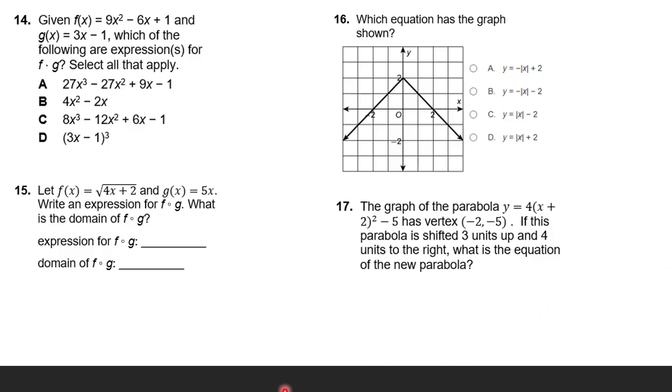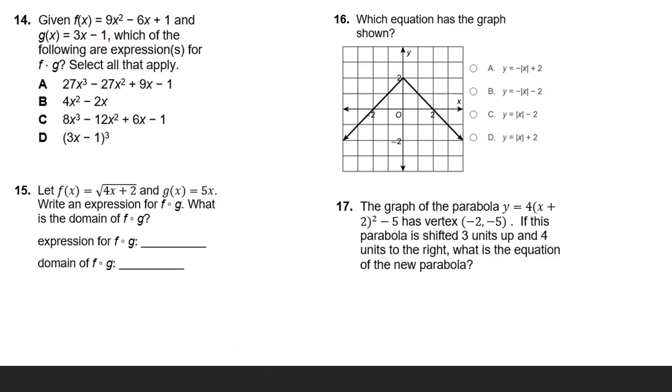Okay, on number 14, this one states, given f of x equals 9x squared minus 6x plus 1 and g of x equals 3x minus 1, which of the following are expressions for f times g? Notice this is not the open circle. That is a multiplication sign. So basically you're just going to plug in your f, put it in parentheses, and then multiply it by our g.